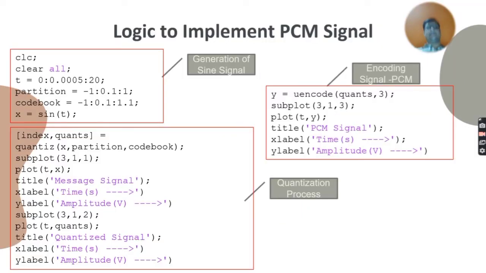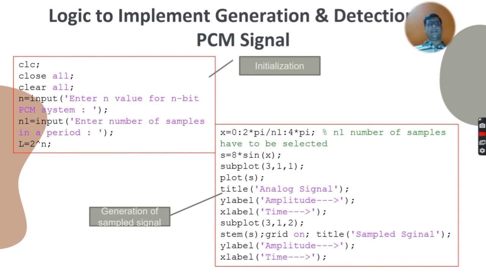So this is the PCM signal we have generated. Next, we are going to discuss the generation and detection of PCM signal. First, as I have told, the logic is according to the discussion I made in the previous slide: we first have to identify the number of binary bits.